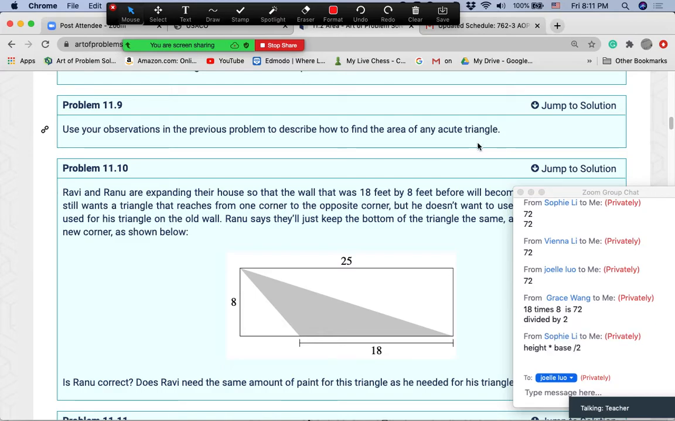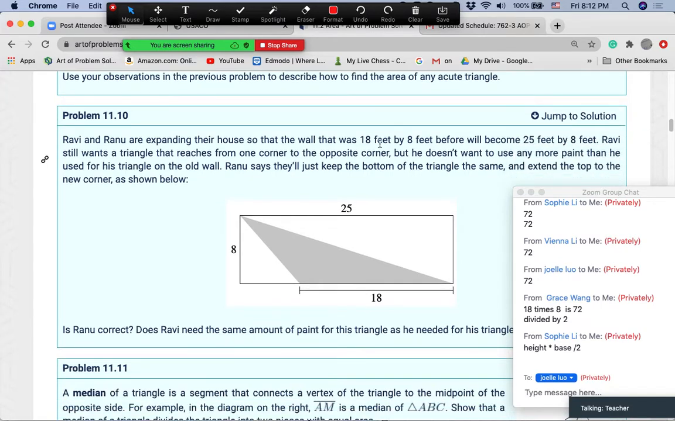So how to find the area of any acute triangle? Okay. Base times height divided by 2. Yeah, Sophie, you're right. Very good. Base times height, then divided by 2. Now let's see 11.10.